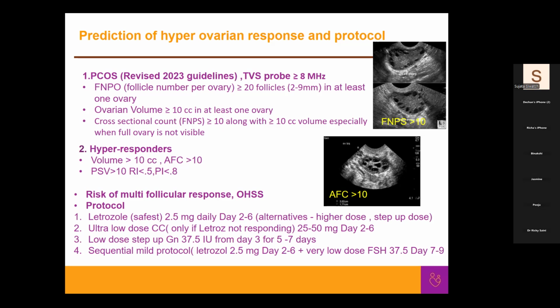Or we can use a sequential mild protocol, which is the combination of letrozole 2.5 mg along with a very low dose, that is 37.5 units of gonadotropin, that is the FSH protocol. So these are some of the protocols which we can use for the PCO as well as the hyper responders.